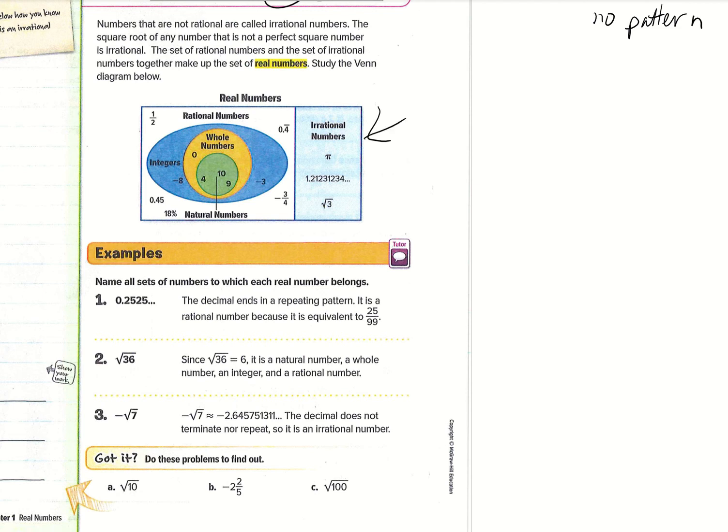Now we've got this figure again. We had one just like it last class. The difference is we didn't have this box right here on the right side. That's just irrational numbers. More examples of irrational numbers here: you've got pi, you've got 1 point something, and then you have the square root of 3. Those are all irrational numbers.